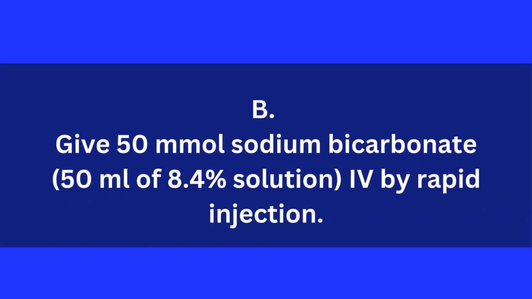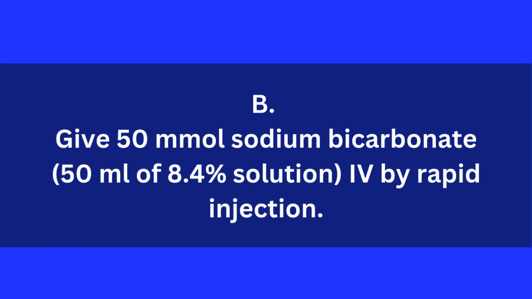Option B, give 50 millimole sodium bicarbonate intravenously by rapid injection. Option B is sodium bicarbonate. This treatment can be used to correct acidosis and shift potassium back into the cells. However, the evidence for its use, specifically in hyperkalemia during cardiac arrest, is mixed. It's more effective in patients with severe acidosis or renal failure, but it doesn't work fast enough to immediately protect the heart from the effects of hyperkalemia. It's not the first line treatment to stabilize the myocardium, so it's not our initial choice.